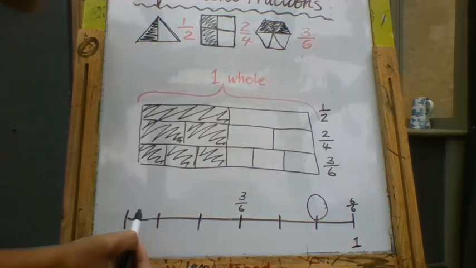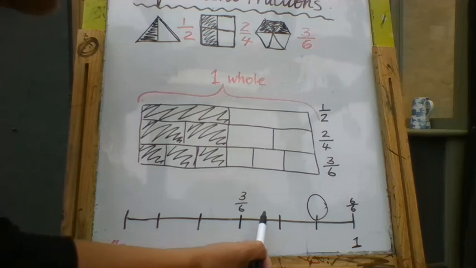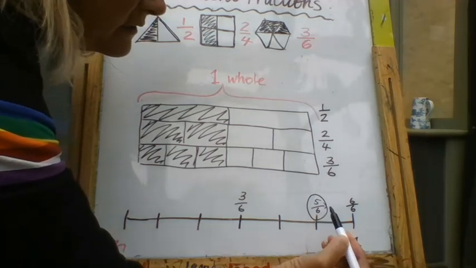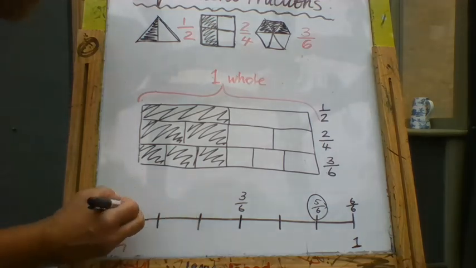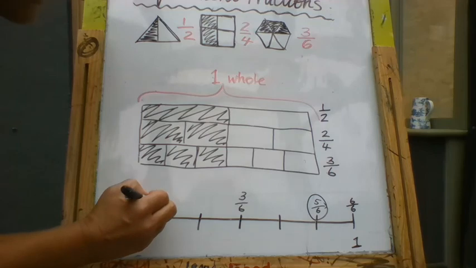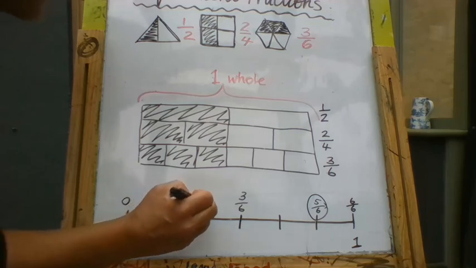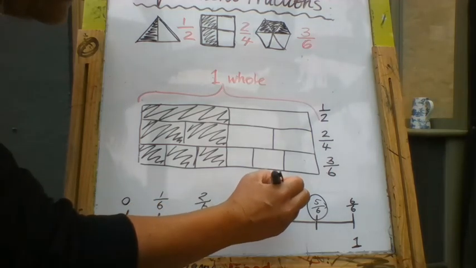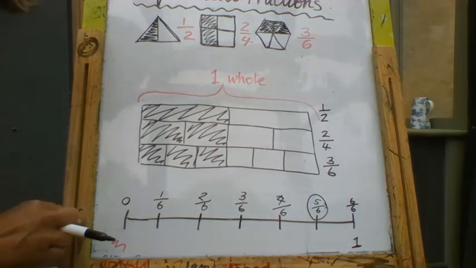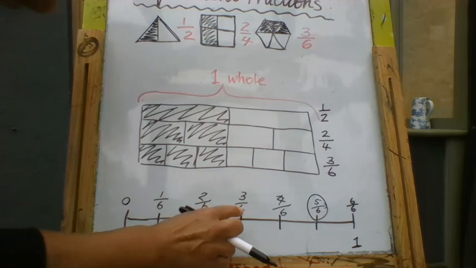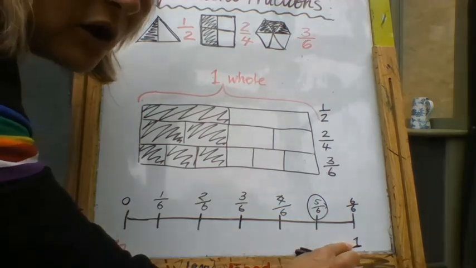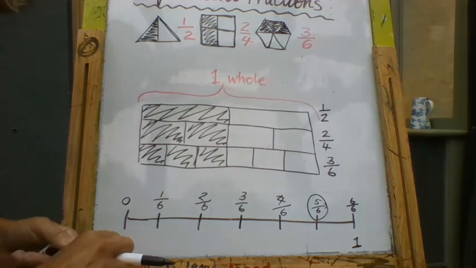Can I label this one? Yes, I can, because I can just say 1, 2, 3, 4, 5. This must be 5/6. And so I could label them all, couldn't I? This is going to be 0. I can then go on to say this is 1/6, 2/6, and this is 4/6. Okay, so I can just double check that they all make sense. 1/6, 2/6, 3, 4, 5/6, 6/6, that is a whole. My number line makes sense.